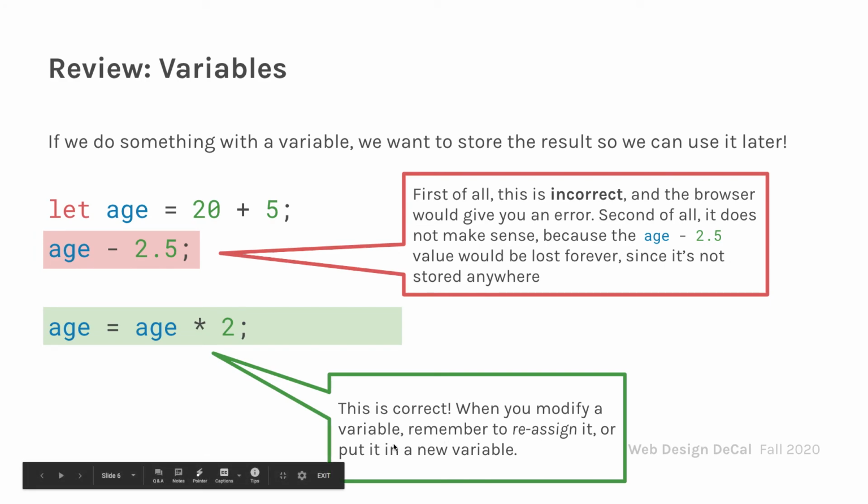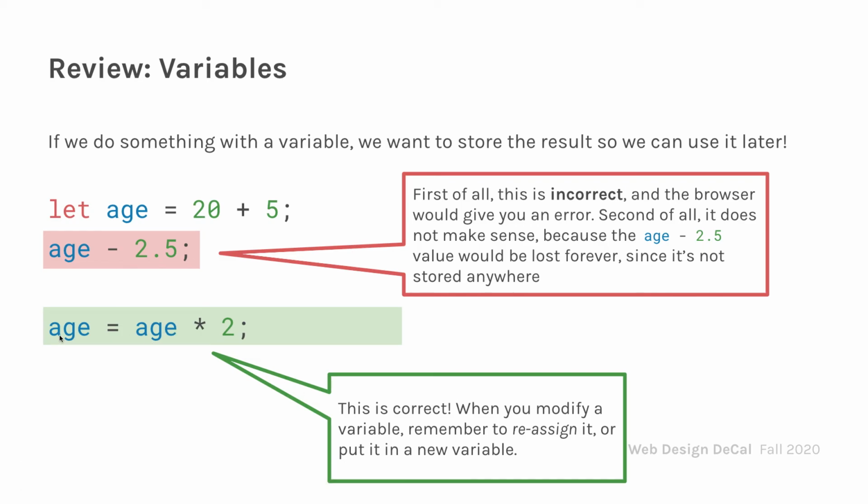So when you modify a variable, remember to reassign it or put it in a new variable. We could do 50 to a new variable, like let new age equals age times 2 or whatever, or this again. So you notice if we're reassigning a variable to a different value, because it's already created, we don't need the let again. That was an emphasis that Nick put in. So if you don't get this, please watch the previous lecture from last week.